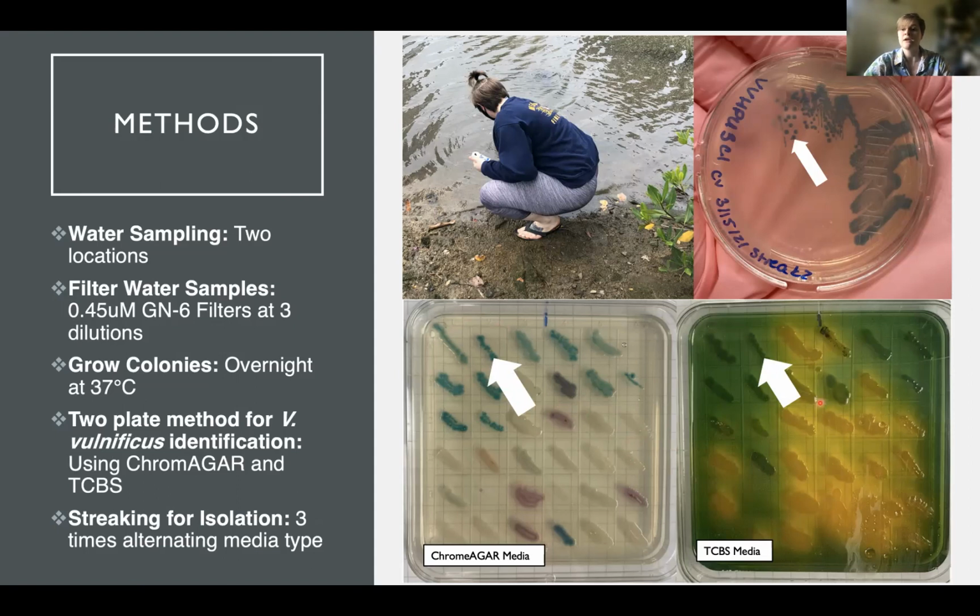Vibrio vulnificus. So then we streaked them for further isolation, alternating CHROMagar Vibrio and TCBS until we got these really nice isolated colonies. And we did this 3 times. And then we took these isolated colonies and put them in slant tubes and streaked them, let them rest overnight and grow. And we're now waiting to confirm their identity as Vibrio vulnificus with the vvh gene, which is specific to Vibrio vulnificus.